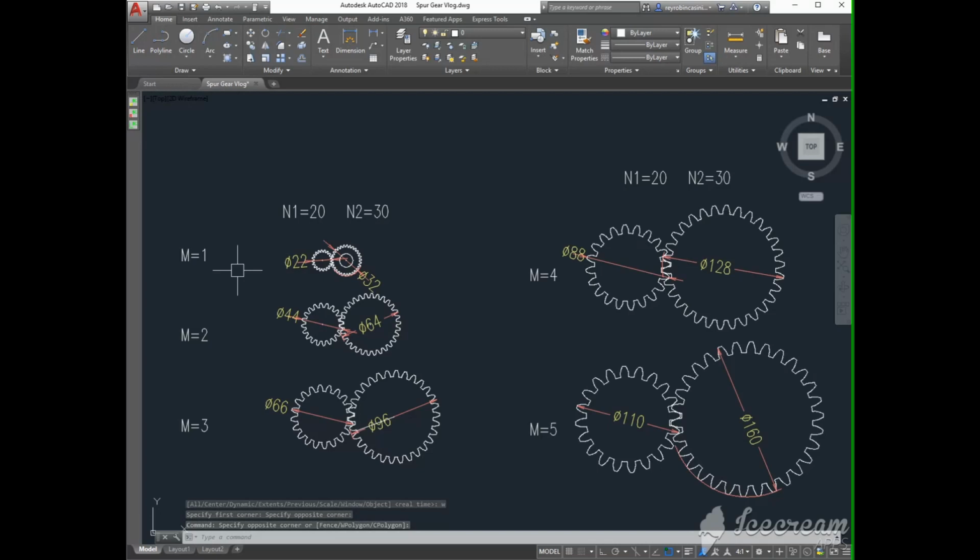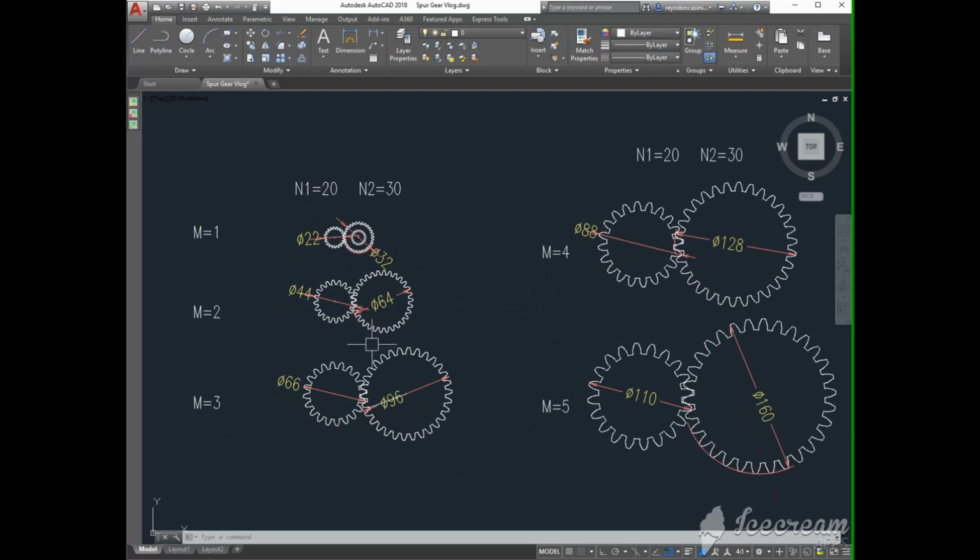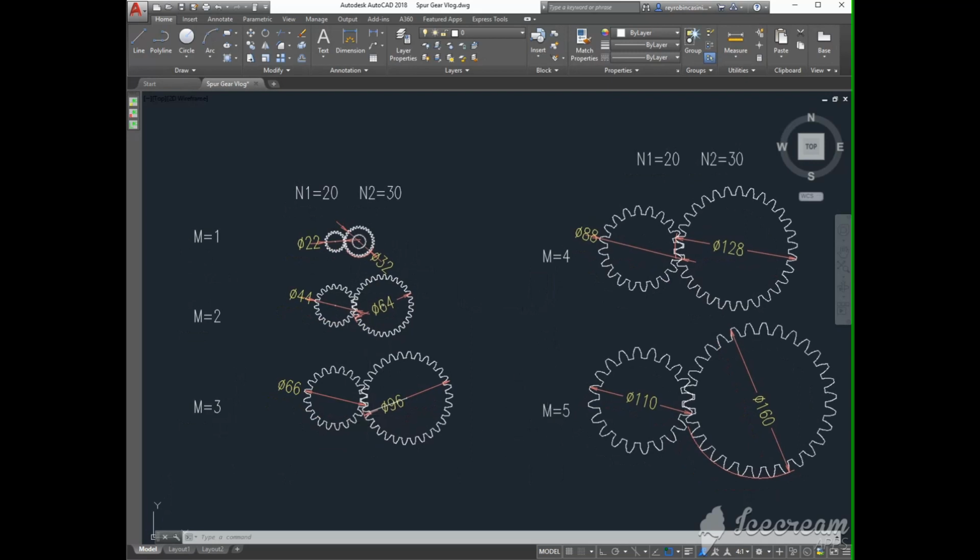In a set of gears that are shown here, you could see that the tooth size as well as the gear size increase as the value of the module increases. So we could say that the module determines how big the gear is. The bigger its value, the bigger the tooth profile. This set of gears here have numbers of teeth 20 and 30 respectively. Their module increased from 1 to 5. You could see that the gear size also increase as the values of the module increase.